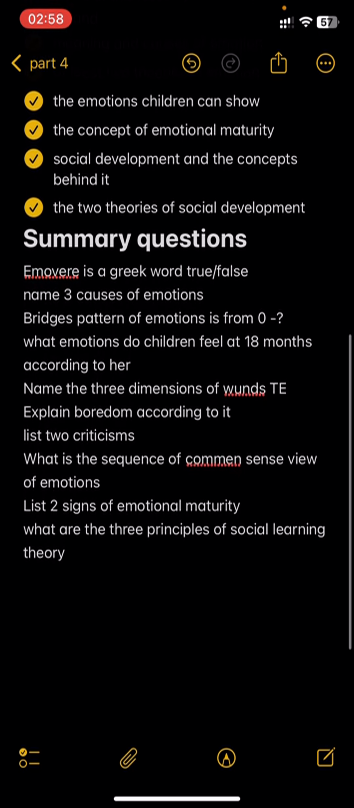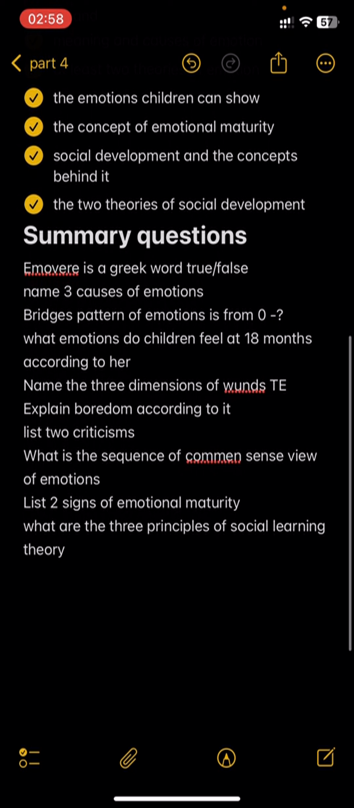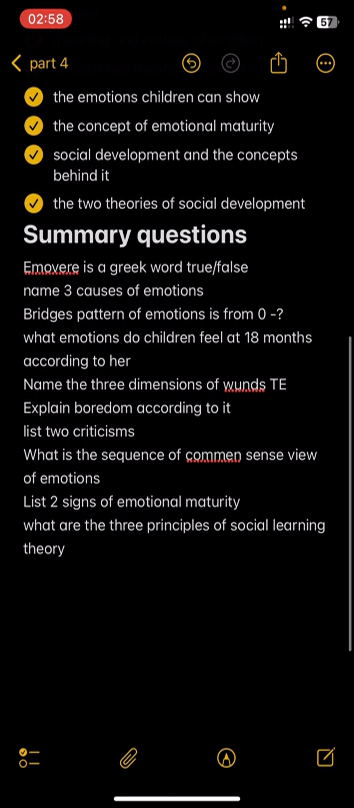So the Bridges that we're talking about from 1932, that's under theories of emotion. It's from 0 to what? That is 0 to 2 years old. That's what she's studying, what a pattern works for.